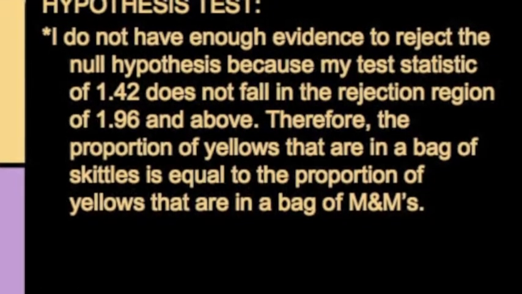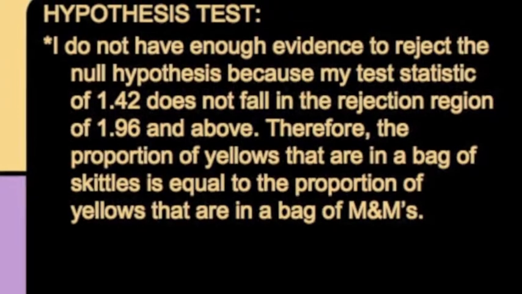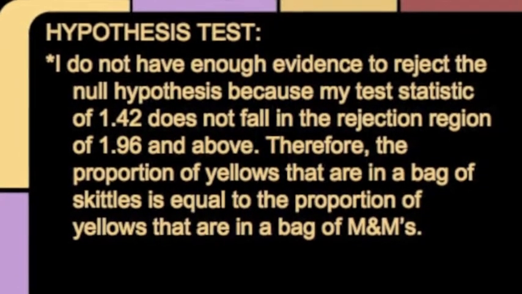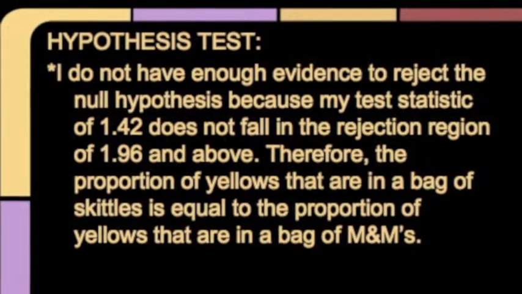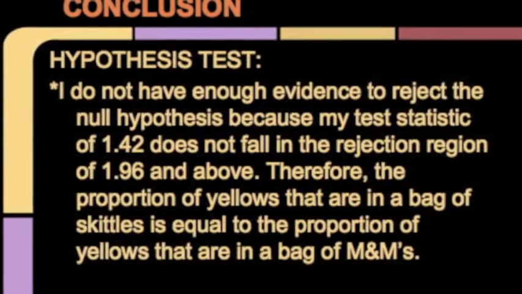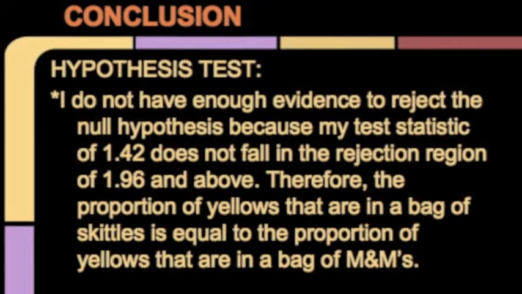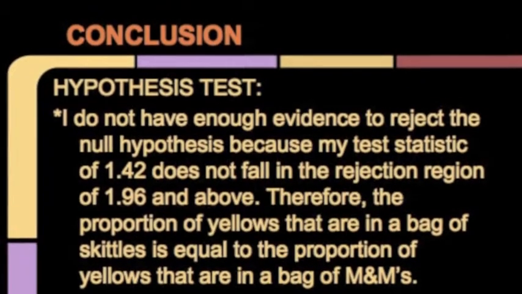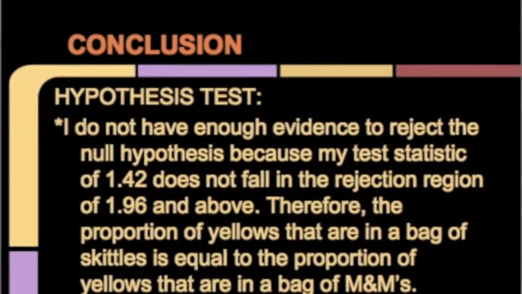I do not have enough evidence to reject the null hypothesis because my test statistic of 1.42 does not fall in the rejection region of 1.96 or above. Therefore, the proportion of yellows in a bag of Skittles is equal to the proportion of yellows in a bag of M&Ms.